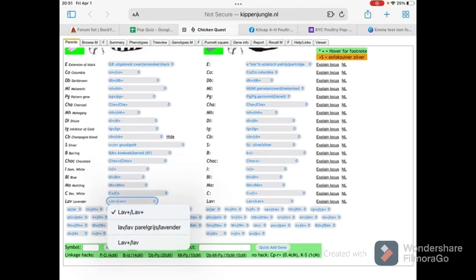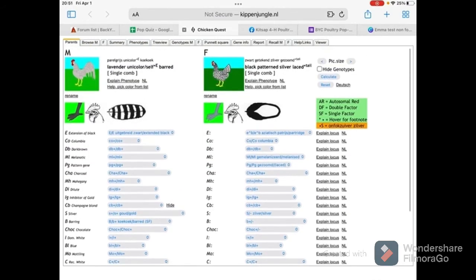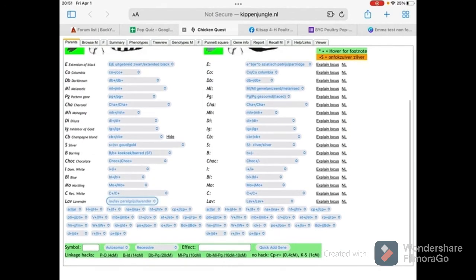Next we have lavender. Lavender is a black dilute gene. It's a recessive gene, and it dilutes black to lavender when you have two copies. So if you see now, we have a lavender barred bird in this top left corner. I just wanted to show that real quick. What is really interesting about lavender in particular is lavender and blue can be present on the same bird.